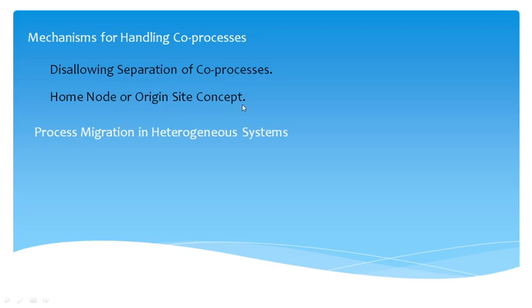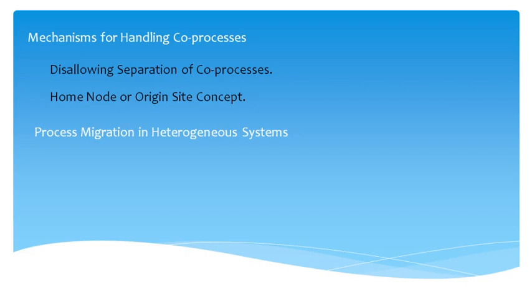One of the easiest methods of handling communication between co-processes is to disallow their separation. It can be achieved by disallowing the migration of a process which is waiting for one or more children to complete their job, and we can also ensure that when a parent process migrates, its child processes are migrated along with it. By migrating like that, we can disallow the separation of the cooperative processes.